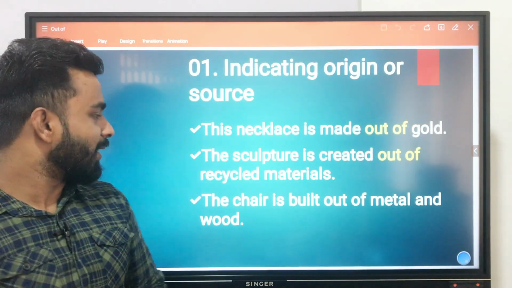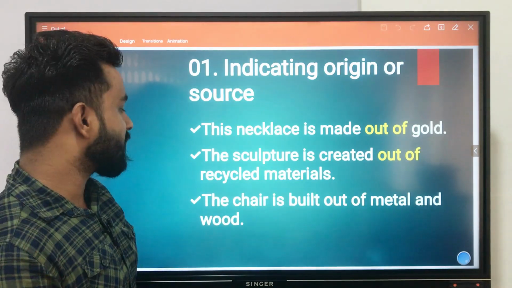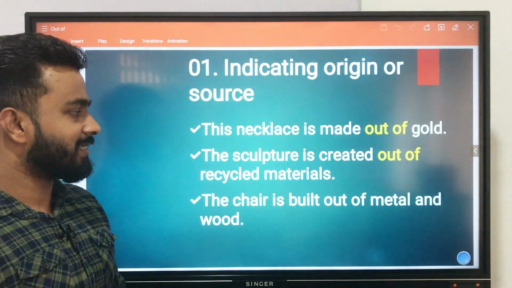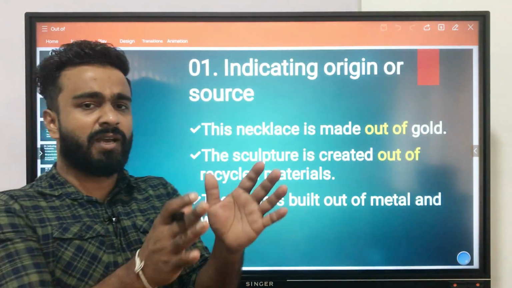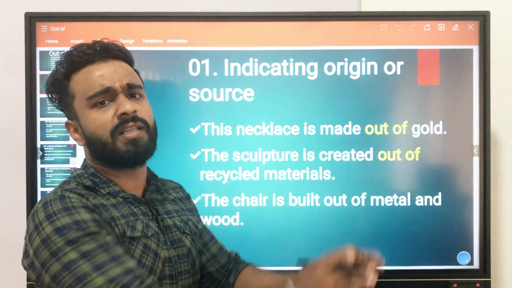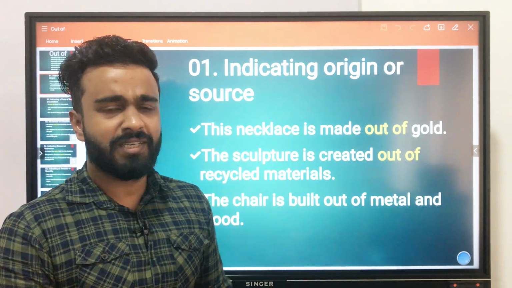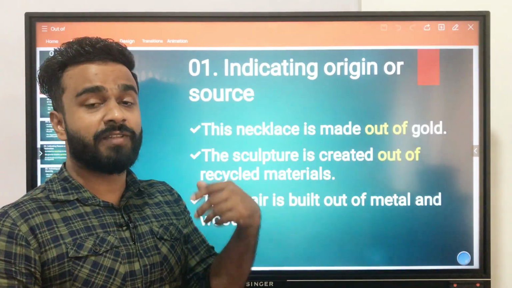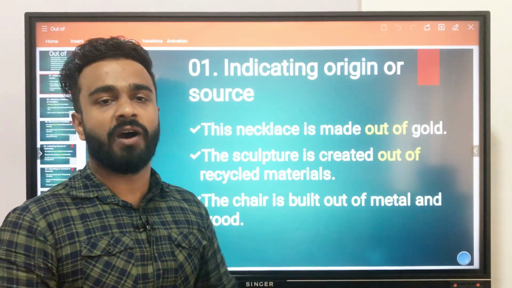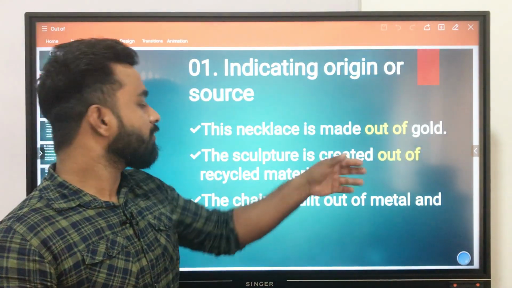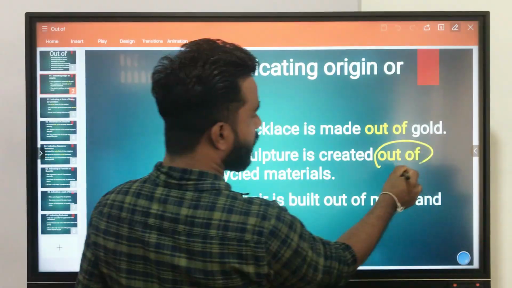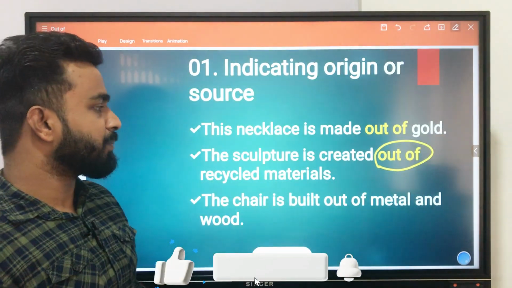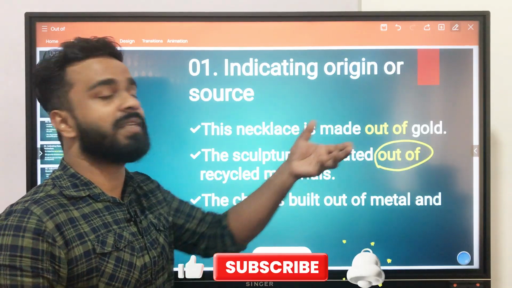The second example: The sculpture is created out of recycled materials. There is some kind of sculpture, similar to a statue. Right? This is made out of recycled materials, out of the things you put away from your house. So it is made out of those recycled materials. So here we use out of to indicate that meaning, how something is made.